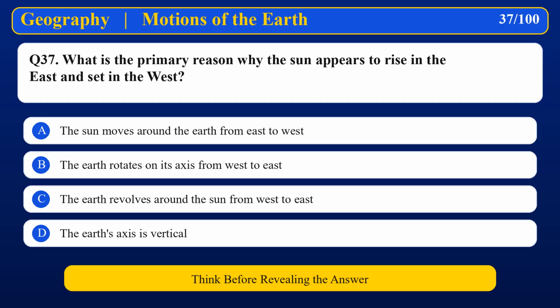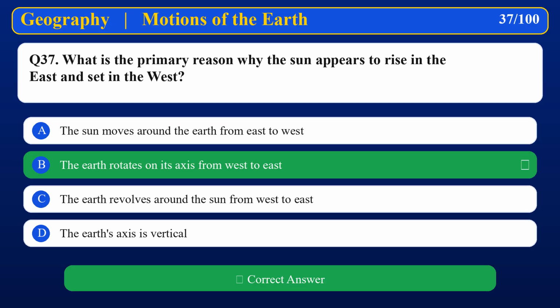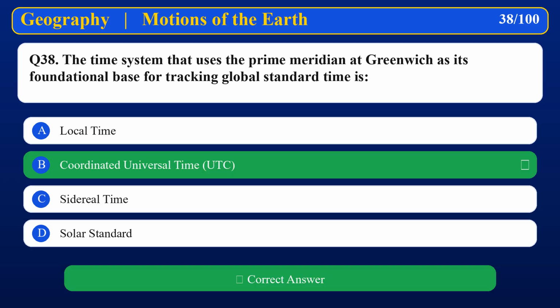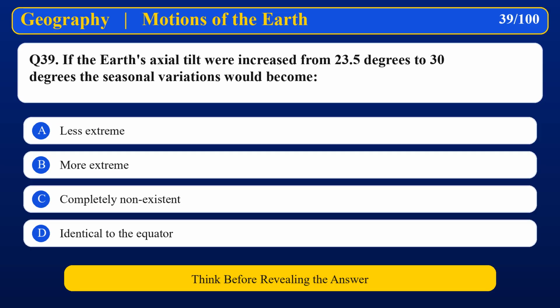What is the primary reason why the Sun appears to rise in the east and set in the west? The Earth rotates on its axis from west to east. The time system that uses the prime meridian at Greenwich as its foundational base for tracking global standard time is Coordinated Universal Time, UTC.